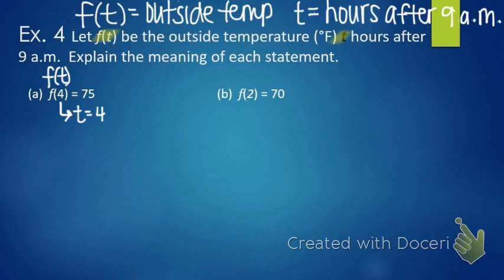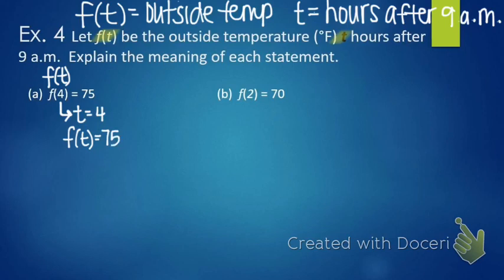Now there's another number up there, and there's another piece to this problem. Remember, we wrote t equals the hours after 9 a.m., but we also wrote that f of t equals the outside temperature. So we also need to know what f of t equals. Do we know what f of t equals? What does it equal? 75. Remember, they replaced t with a 4, but that's still f of t on the left side. So f of t is equal to 75.